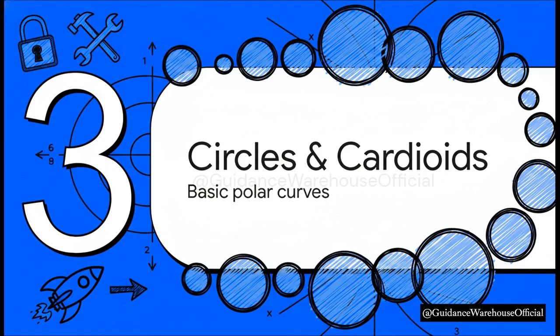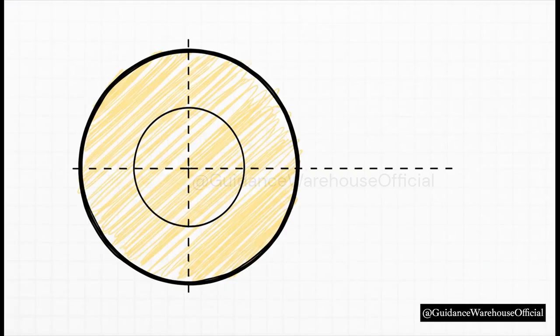Let's look at some basic curves. We've got our toolkit locked and loaded, so let's actually apply it, starting with a classic, the circle. The formula is beautifully simple. It's just r equals a times cosine theta or a times sine theta. That is it. In this formula, the letter a represents the total diameter.